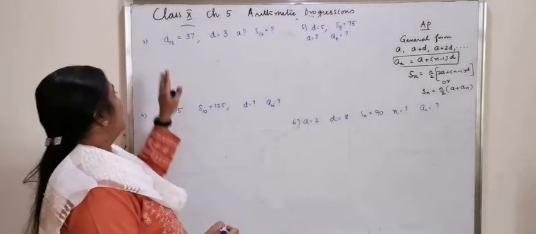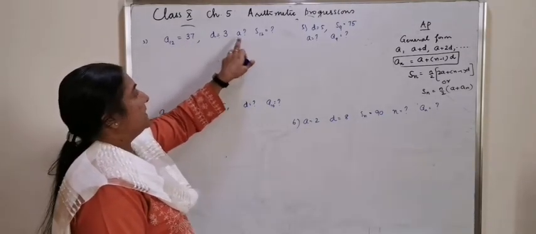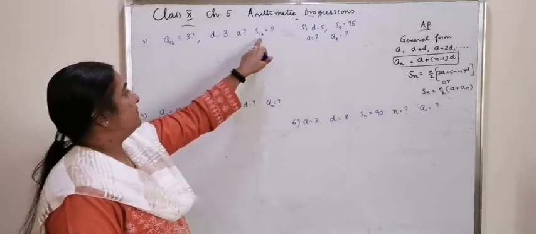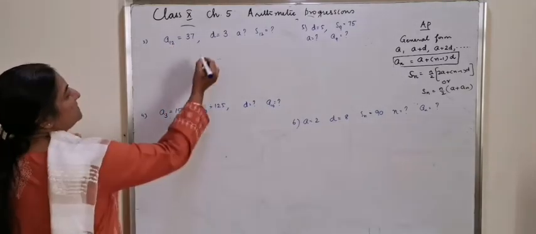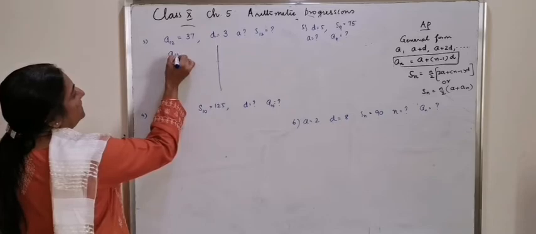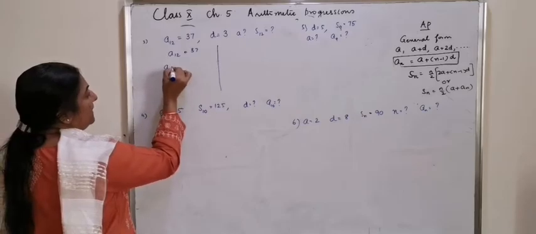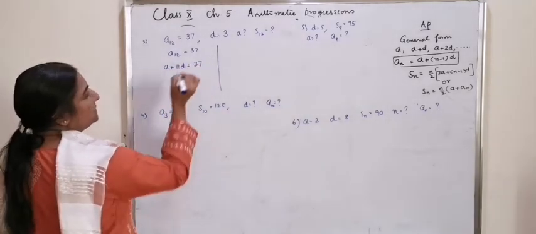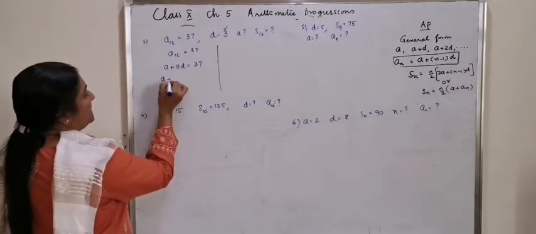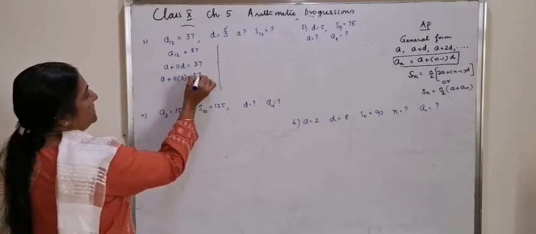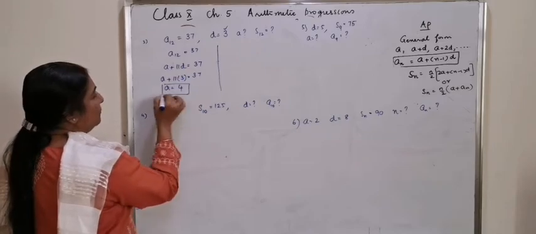Subdivision 3. A12 is equal to 37. D is 3. A has to be found out. S12 has to be found out. So the number here shows that the value of n is 12. A12 is equal to 37. Start with the available condition in the question. What is the meaning of A12? A plus 11D is equal to 37. The value of D is known to you. So A plus 11 into 3 is equal to 37. A is equal to 37 minus 33, which is equal to 4.